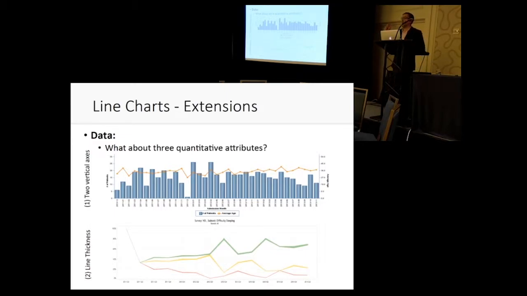So the thickness of the line, we can use it to detect, in this case, how many patients I had in a specific month or specific quarter. And there are a lot of other things that we can do with lines.